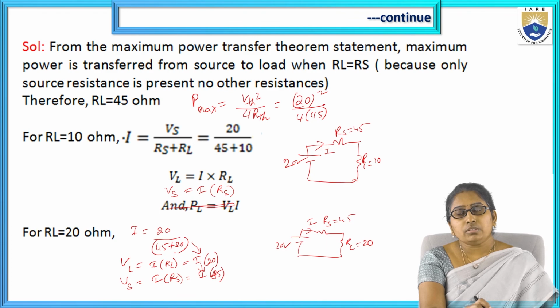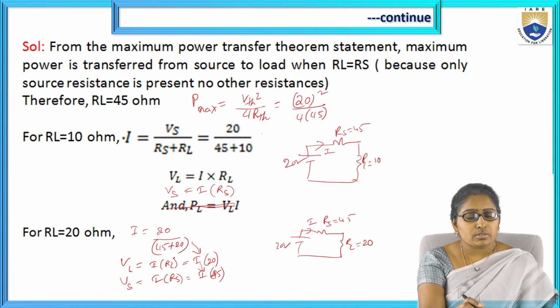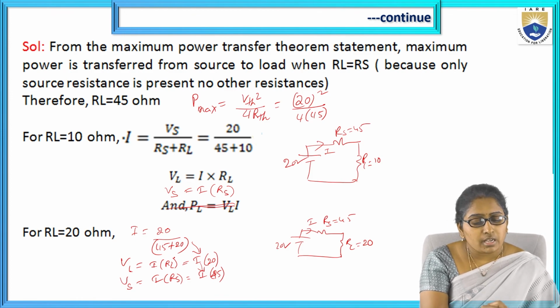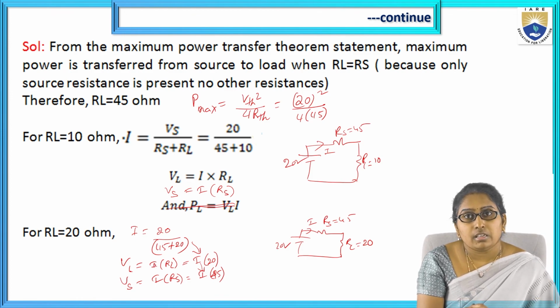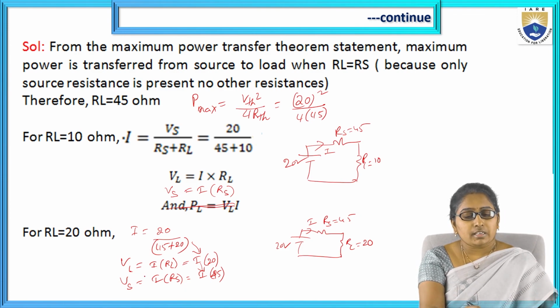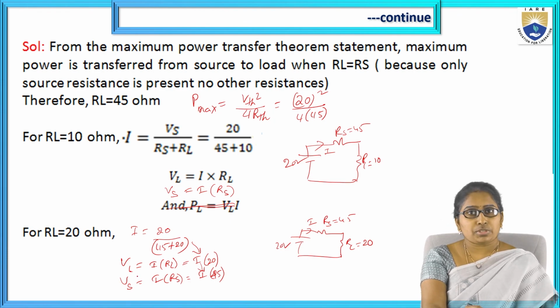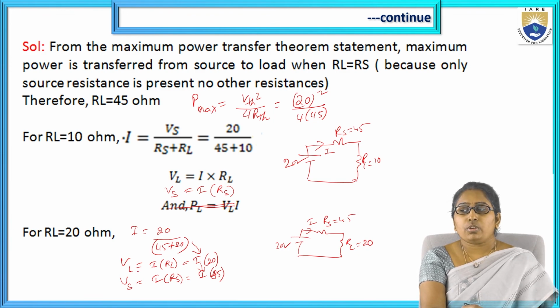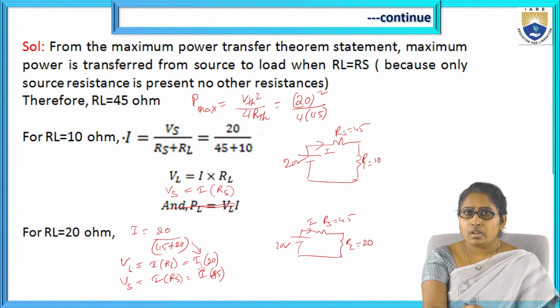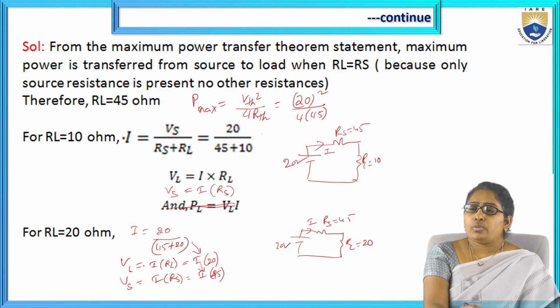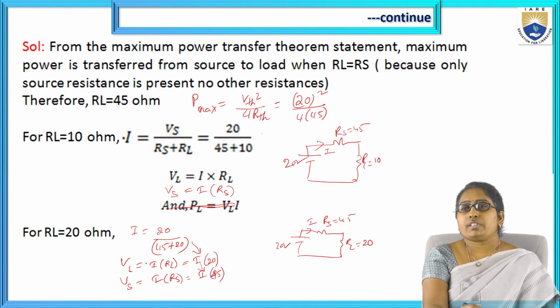Next, for RL value 30 ohms. We have different values, right? So for each RL, next RL is equal to 30 ohms. Calculate the same thing in the same manner: the current, and then the voltage drop across RL as well as the source resistance. Then for RL is equal to 40 ohm, the current in the circuit and voltage drop across RL and source resistance. Then 45 ohm, current in the circuit, voltage drop across the load resistance, voltage across the source resistance.